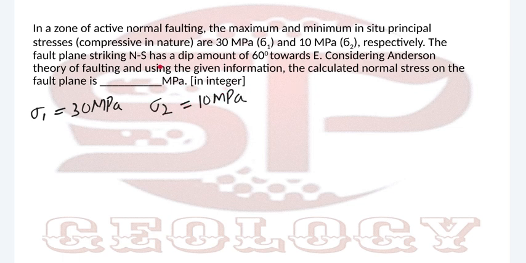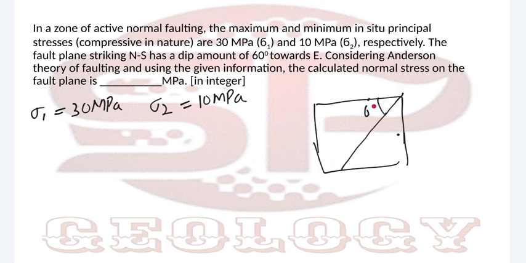So a fault plane striking north-south has a dip amount of 60 degrees. Suppose this is the fault plane, so this angle is 60 degrees. This will be sigma 1, and this will be sigma n. This angle will be your theta. If this is 60, theta will also be 60. You can calculate: this is 60, this will be 30, and this angle is 90. Then theta will be 60.